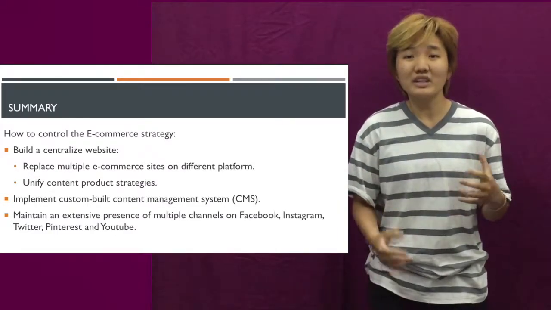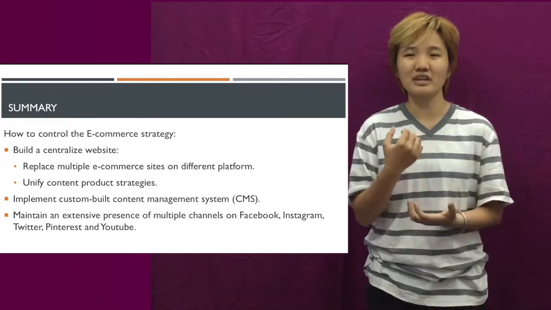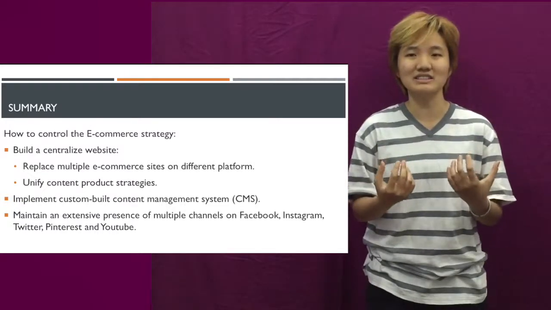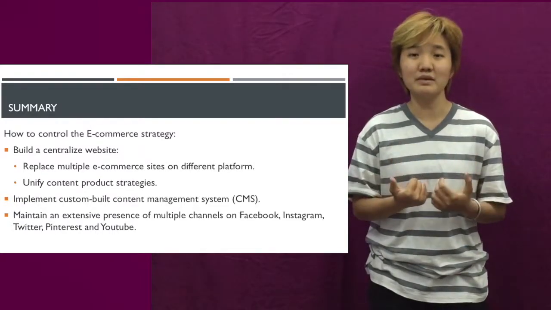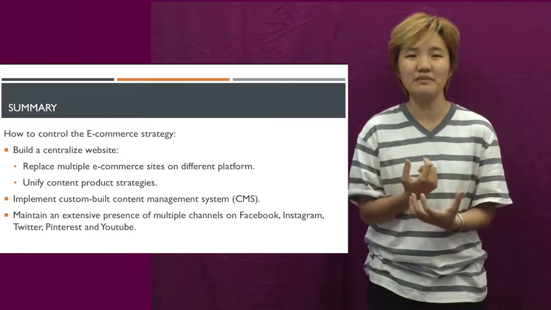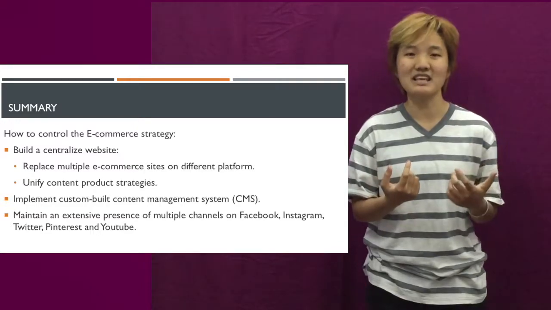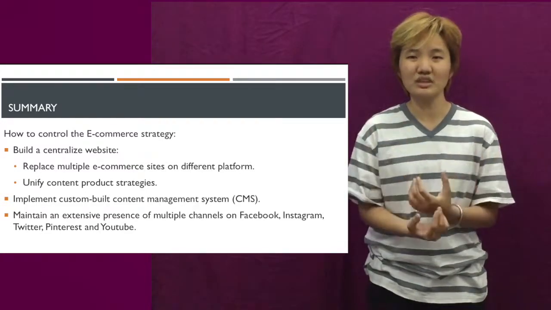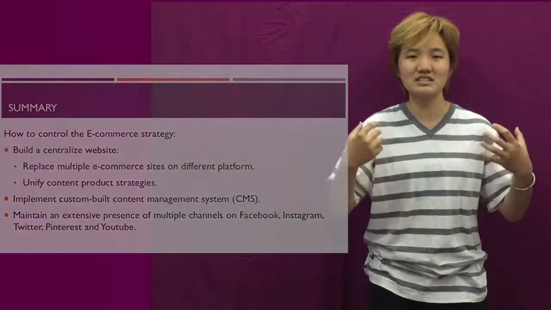First of all, we need a centralized website, replacing multiple e-commerce sites on different platforms, and unifying the content and product strategy. Next is to implement a custom-view content management system, the so-called CMS. And lastly, an extensive presence on social networks like Facebook, Instagram, Twitter, and so on is indispensable.